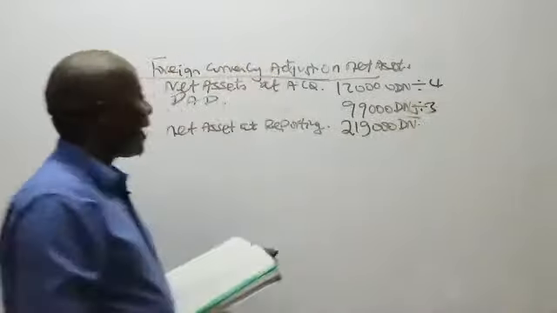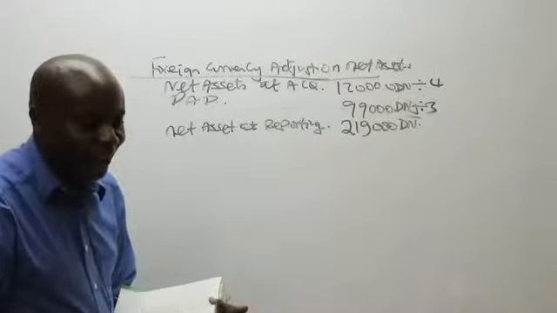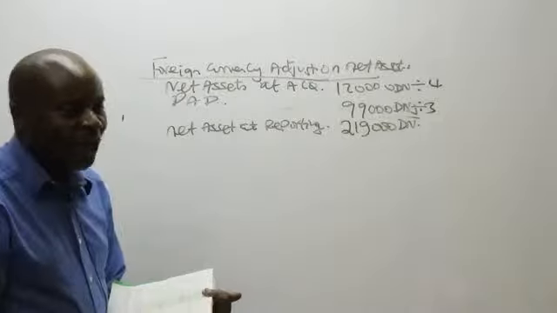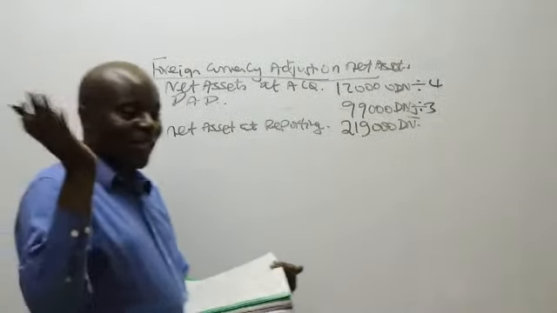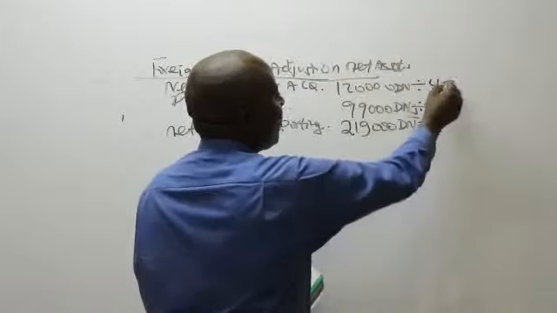How about net assets at reporting? Closing, yes. So closing, so divide this by what here? Divide this by 2. Ebu nipatieni hizo answers.